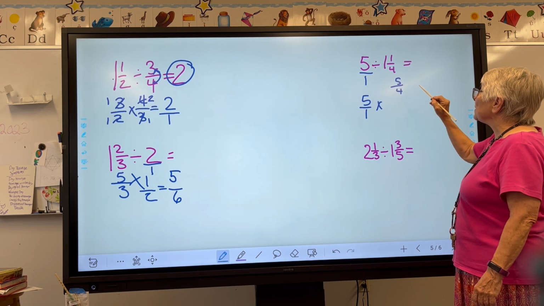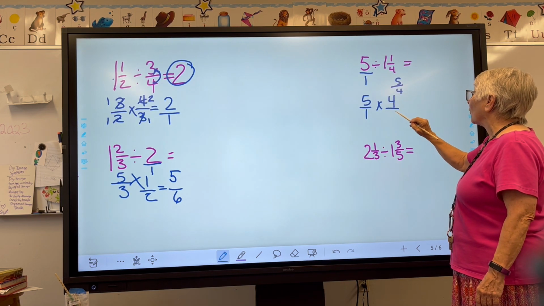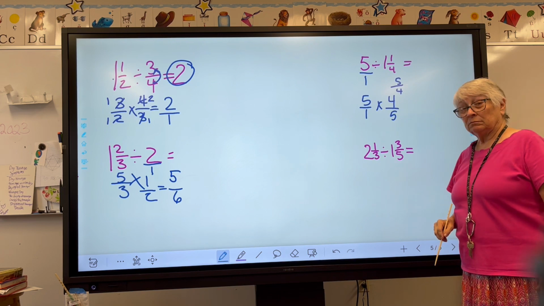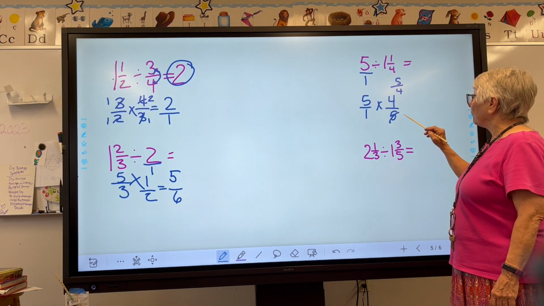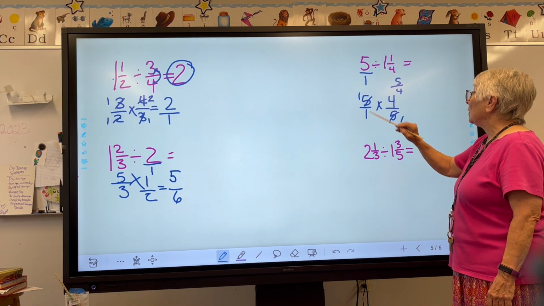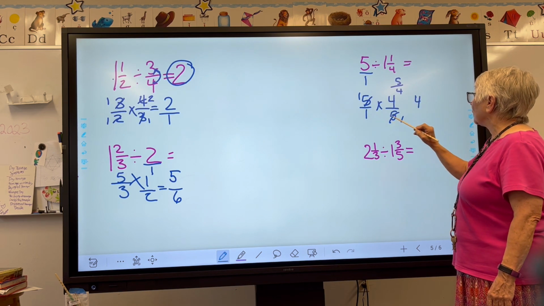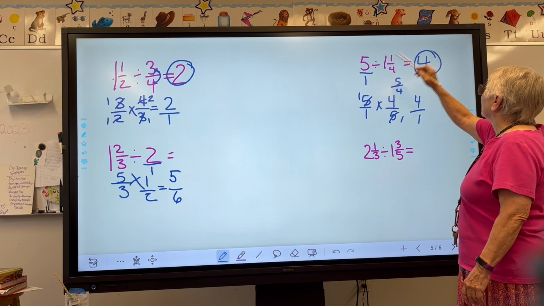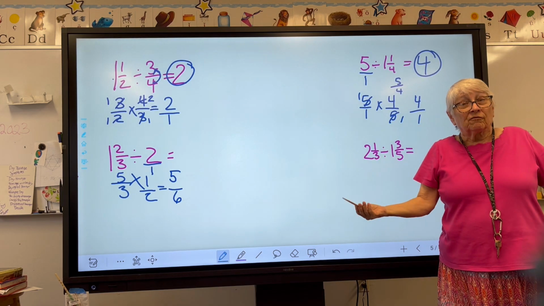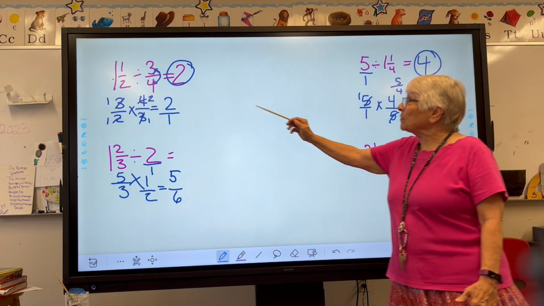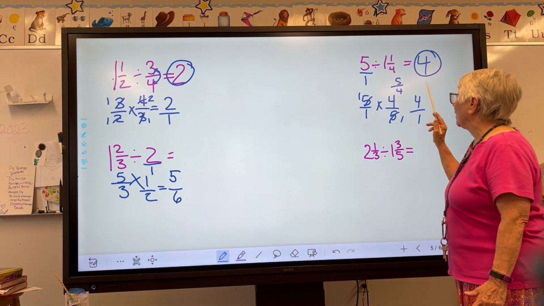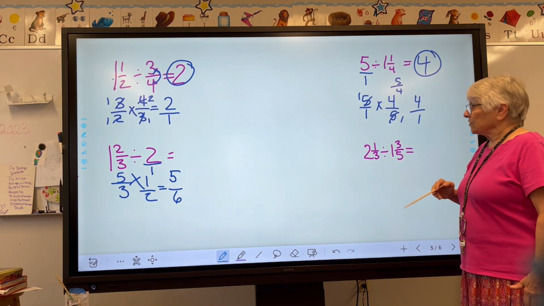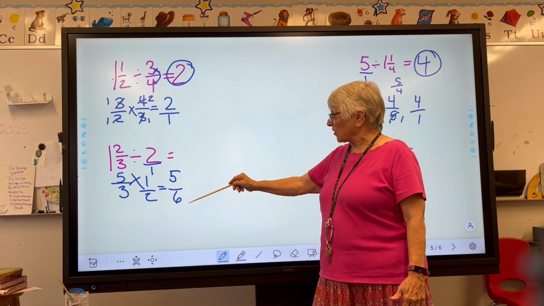And we have to use the inverse, which is 4 over 5. And look, the 5's cancel. 1 times 4 is 4. 1 times 1 is 1. And 4 divided by 1 is 4. So the answer to that one is 4. So you see, sometimes you can end up with a whole number. Sometimes you can end up with a proper fraction.